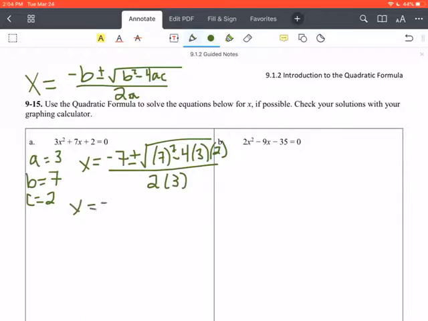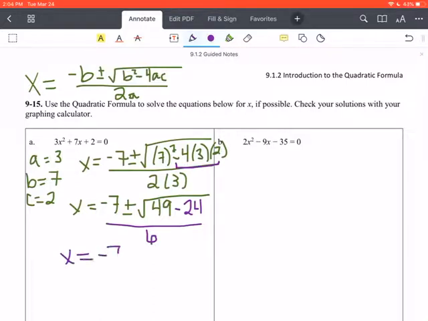X equals negative 7 plus or minus the square root of 49, and then I'm going to always pair the negative with the 4. So negative 4 times 3 times 2. Negative 4 times 3 is negative 12. Negative 12 times 2 is negative 24. So in this case, we do have a negative. All over 2 times 3 is 6. Okay, from here, I still have to simplify under the square root.